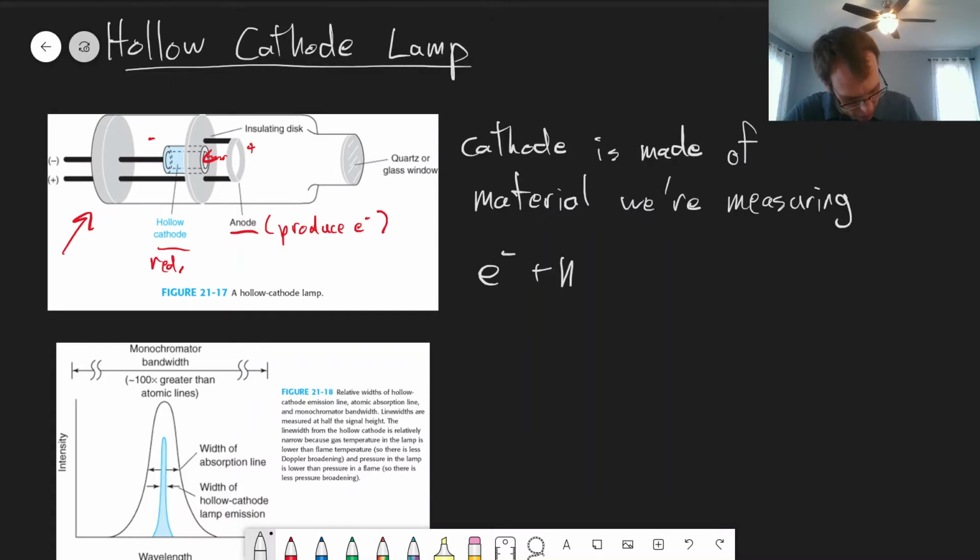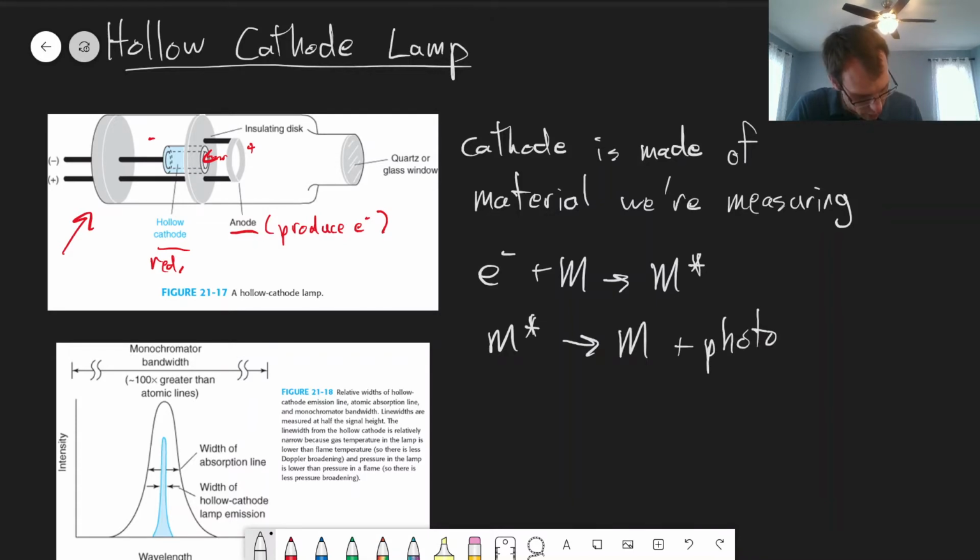So electrons are going to strike the metal, and that's going to produce excited metal atoms. Generally, atomic absorption is looking at metals, though you can look at other things too. And that metal is then going to emit a photon. Now, what's nice about this is it will emit photons at the same energy level difference at which your sample is going to absorb. And so what's great about hollow cathode lamps is that it produces the exact wavelengths of light that you need.